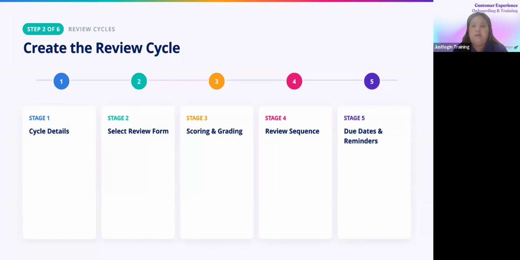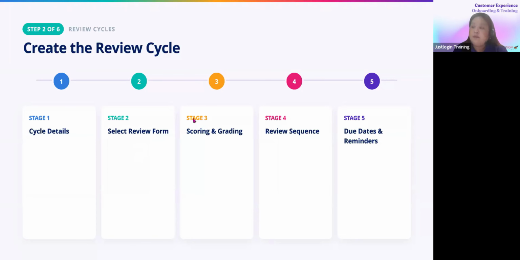So on the cycle details, you'll be creating the name of the review cycle. You will be selecting who you are going to review, and you'll also be selecting who will be the reviewers. Once stage one is done, the second stage will be selecting the review form. Earlier in step number one was the creation of forms. In stage two, you will be linking the forms that you've created to this review cycle, what forms you want the reviewers to answer.